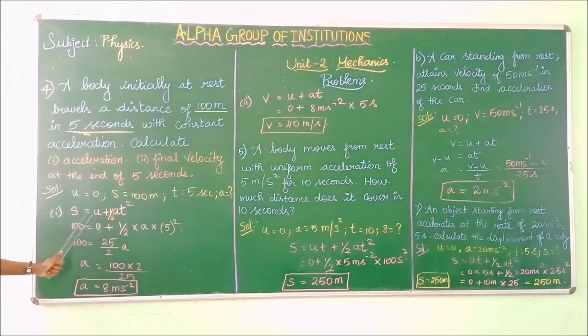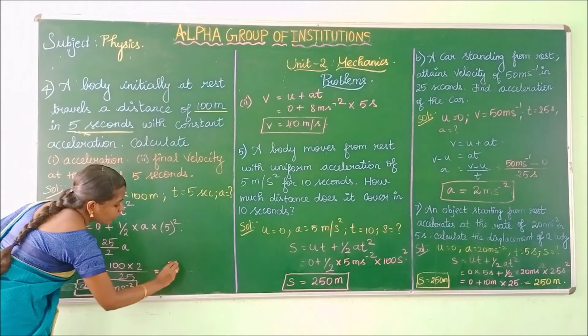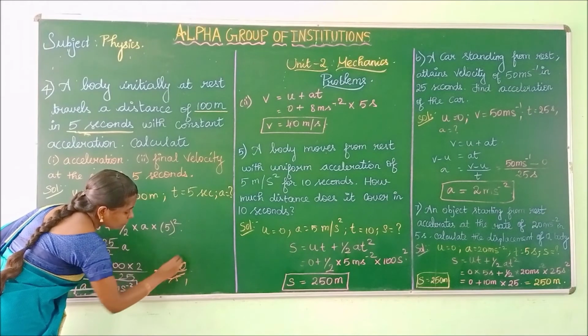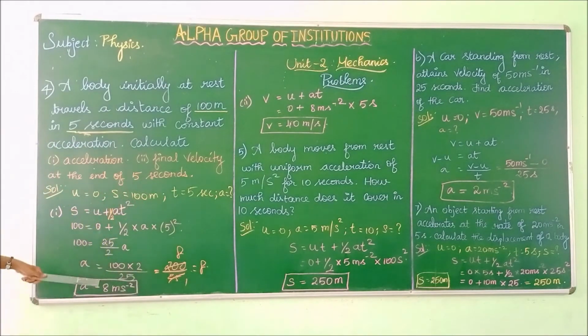Okay. Distance is equal to ut plus half at square. The value for distance is 100. So 100 is equal to 0 plus half a. t value is 5. 5 square is 25. Okay. 25 by 2 into a. We have to calculate this a. So a is equal to 100 into 2 by 25. I am cross multiplying. Okay. 100 into 2 by 25. 100 into 2 is 200. 200 by 25 is 8. So the value for acceleration is 8 meter second power minus 2. Meter second power minus 2 is the unit for acceleration.